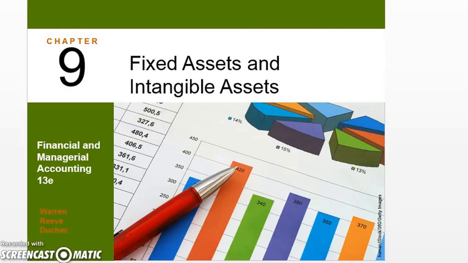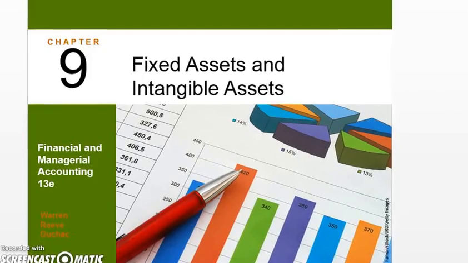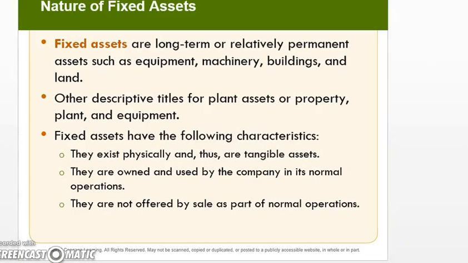Chapter 9 deals with fixed assets and intangible assets. As you recall or may recall, fixed assets would be those assets that have a useful life of more than 1 year. Typically equipment, automobiles, things of that nature that will last more than a year. Of course, fixed assets are typically used to produce income. That's why many companies will acquire fixed assets. And as a result, they will lose their usefulness over time.